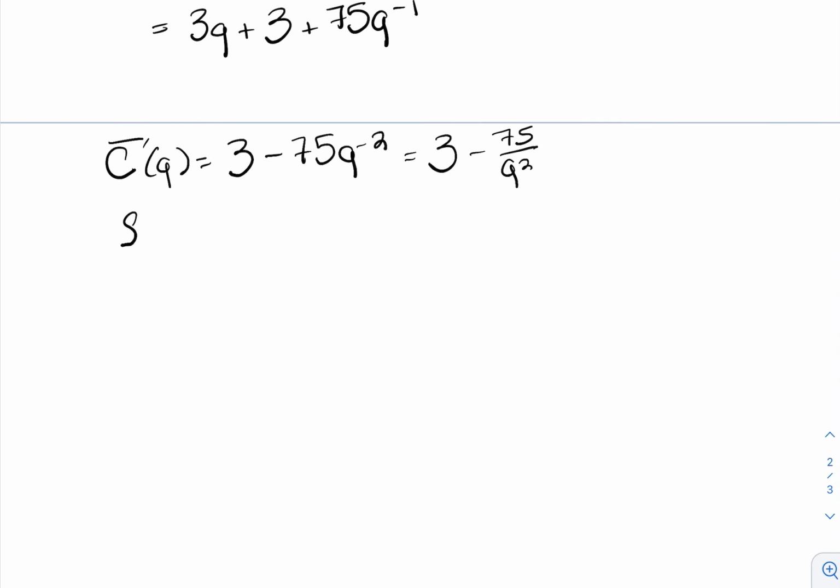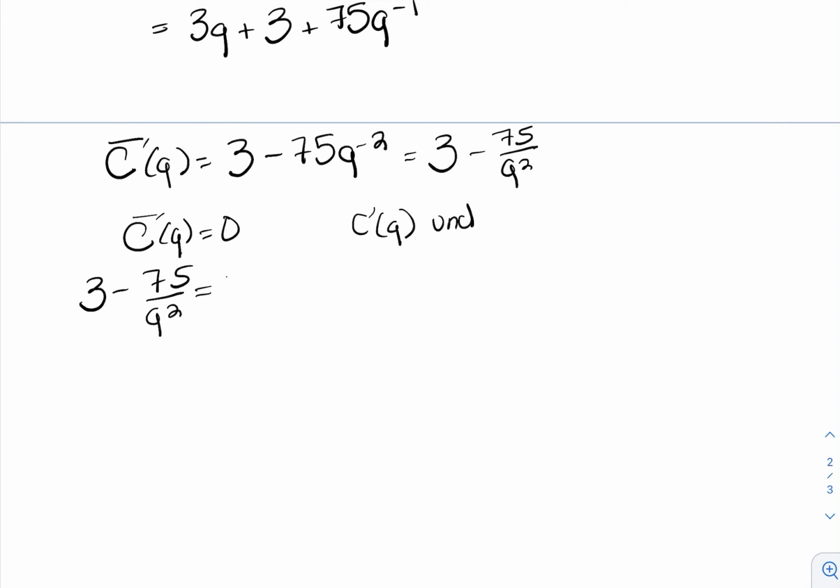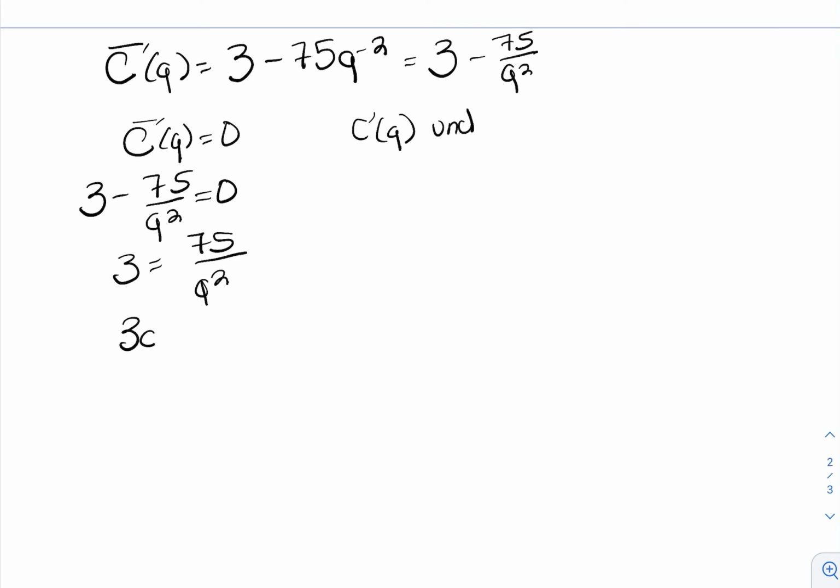So when is it 0? Oh, I almost wrote f. So when is it 0? When is it undefined? So 3 minus 75 over q squared is equal to 0. 3 is equal to 75 over q squared. 3q squared is equal to 75. Q squared is equal to 25. Q is equal to negative 5 and 5.